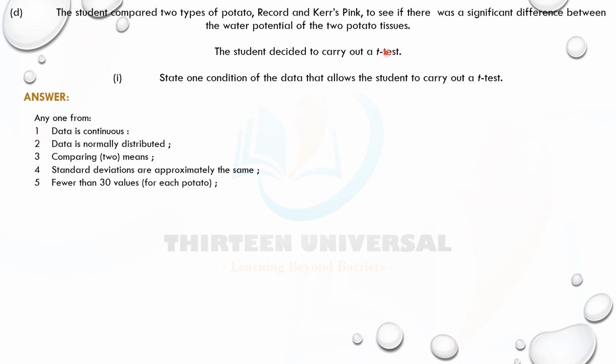Anytime you're dealing with a t-test, these are the conditions for using it. Data is continuous. Data is normally distributed. Don't forget it. In biology, our key is memory. You must remember things. Third, comparing two means, so that's what we use the t-test for. And then the standard deviations are approximately the same. And then it should be fewer than 30 values for each potato, greater than 10, so between 10 and 30. So these are the criteria.